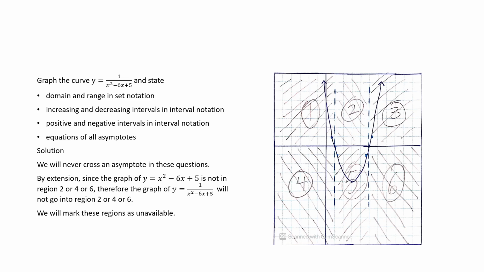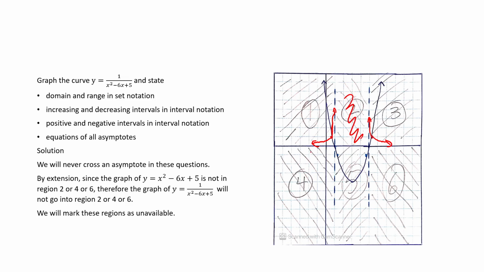So that means that when we actually sketch the curve in region 1 and in region 3, we won't cross over into region 2. So we're going to keep this region blank because in that region the parabola itself did not enter, so neither will 1 over f of x.